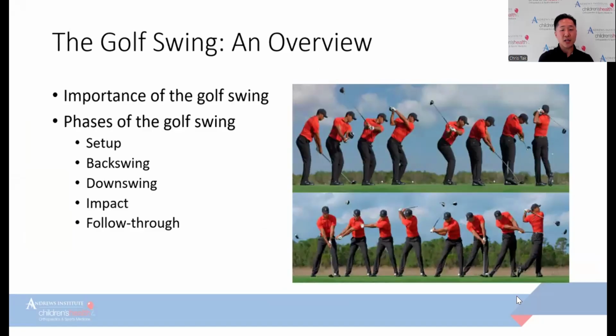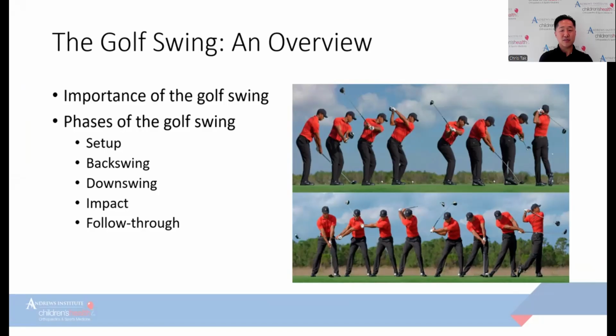The golf swing, an overview of this. If you look to your right, that picture is Tiger Woods, probably the most famous golfer in the world. We're going to start to break down some of these phases and then subdivide them as well for more detail. The golf swing is a complex motion, involving precise coordination as well as timing.